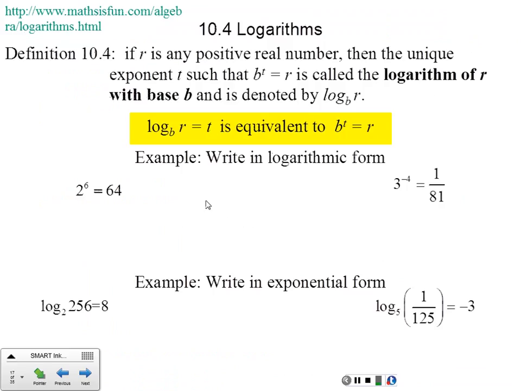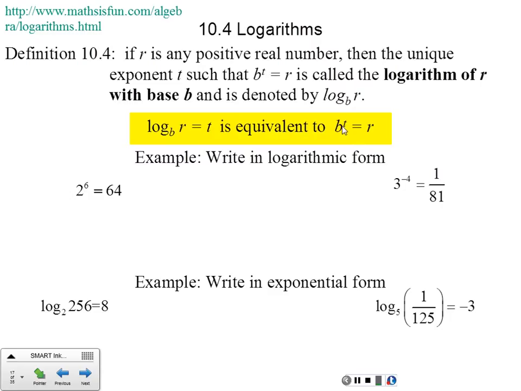And so this is what I need you to remember. Log base b of r equals t is equivalent to b to the t is equal to r. So you're going to learn, hopefully, how to go from log to exponential and from exponential to log. And I want you to be able to do that. All you're doing is rewriting a logarithm in exponential form.